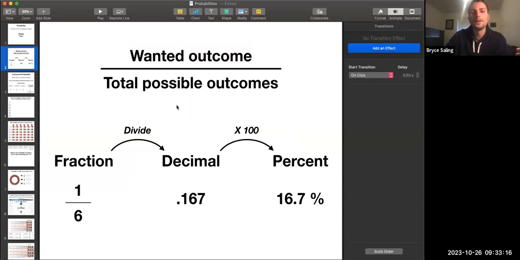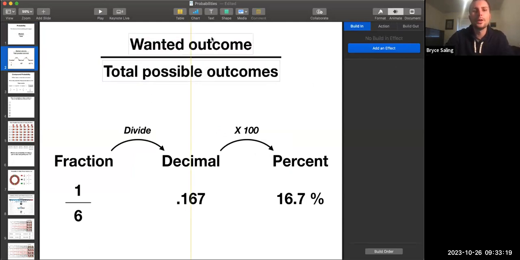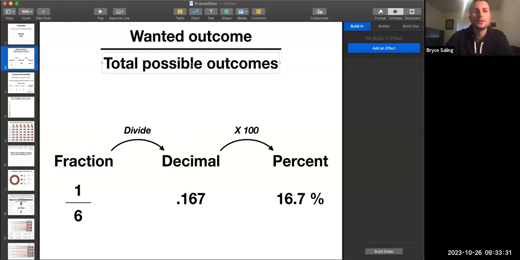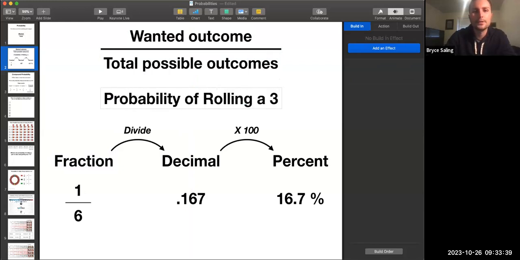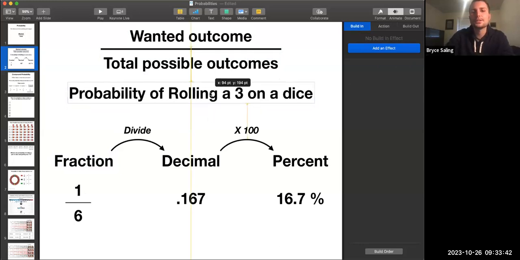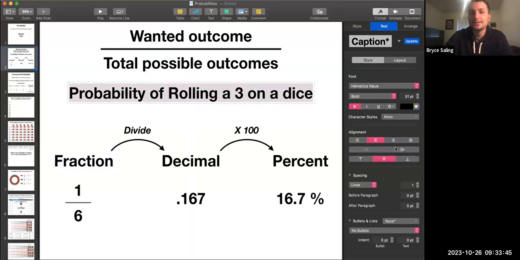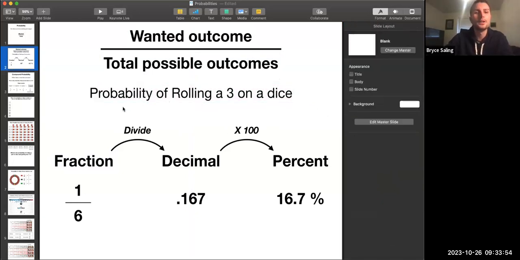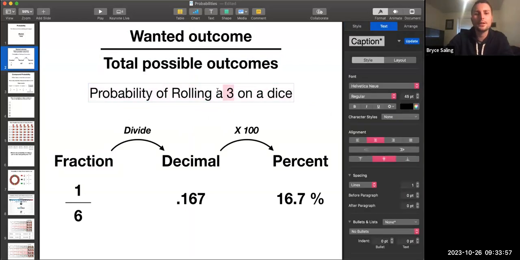So there are ways that you can express probabilities. There's actually four. The first is your fraction. So let's say we're looking at the probability of rolling a 3 on a dice. Technically, it's supposed to be called a die, if there's just one. But I call it a dice still, just because that's how I remember it.